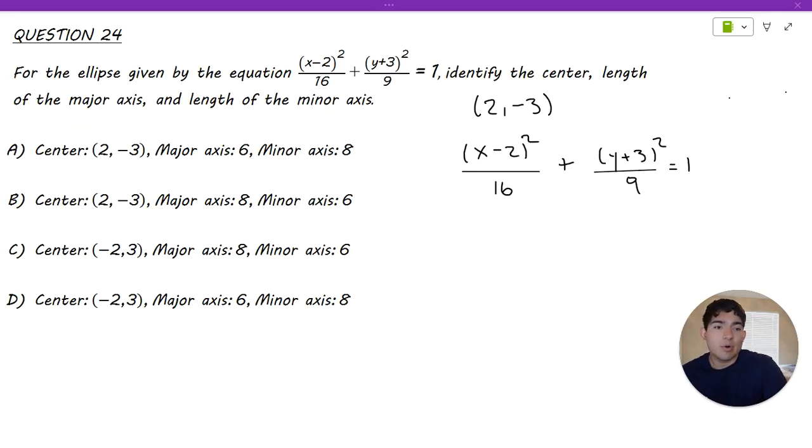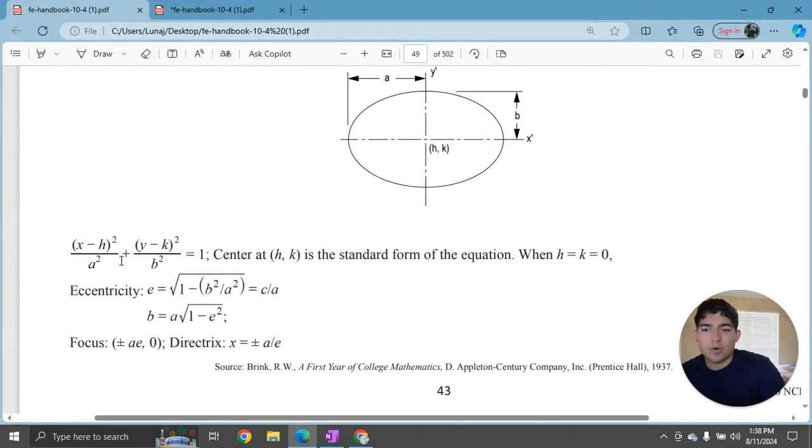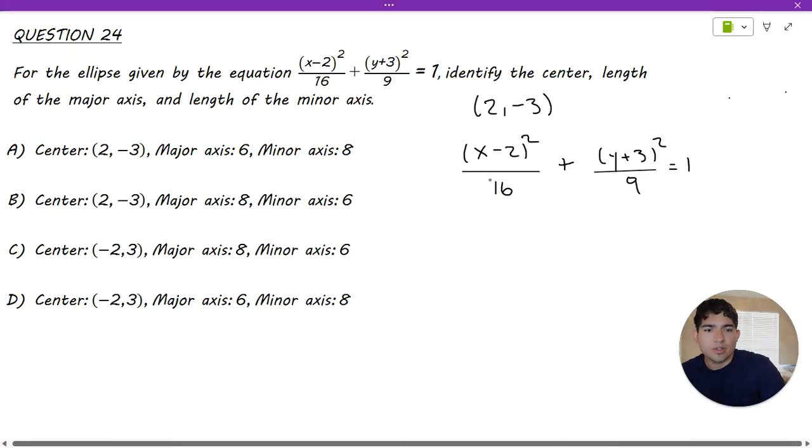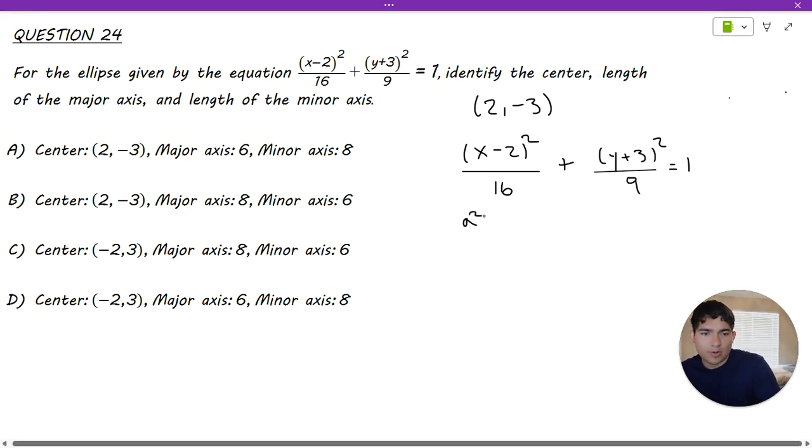So I went ahead and rewrote our equation for us, and if we compare it to the standard form, we're going to need to find out which one is a squared and which one is b squared. So again, a squared is always the bigger of these two denominators. So in this case, our a squared is going to be equal to 16. So our b squared is going to be equal to 9. And then in order to find our a, we're just going to take the square root. That's going to give us a equals 4. And b is going to equal 3 after we take that square root.